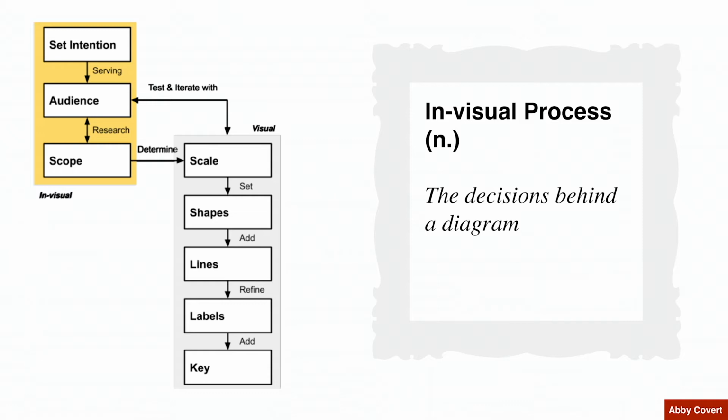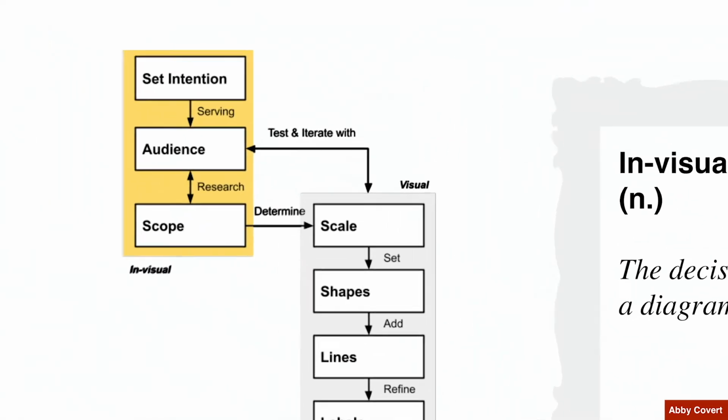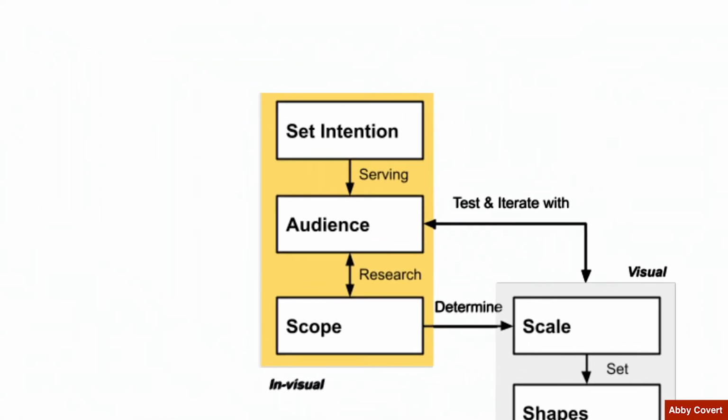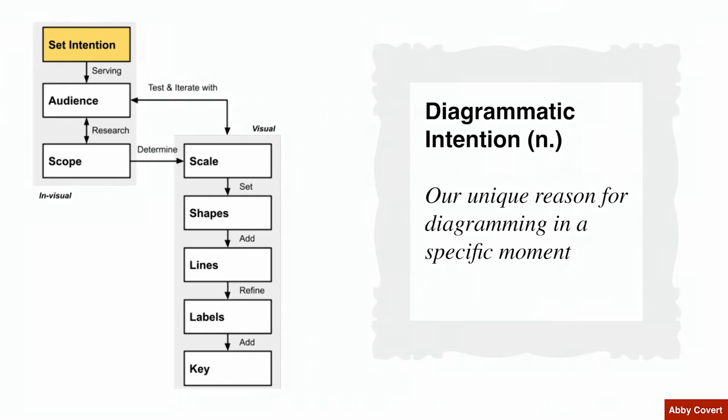These are the decisions that we're making that are behind the diagram. The first step is setting an intention. Our diagrammatic intention is our unique reason for diagramming in a specific moment. Because diagrams, like anything else, are never made without intention. Intention is just not something we get to choose our way out of.